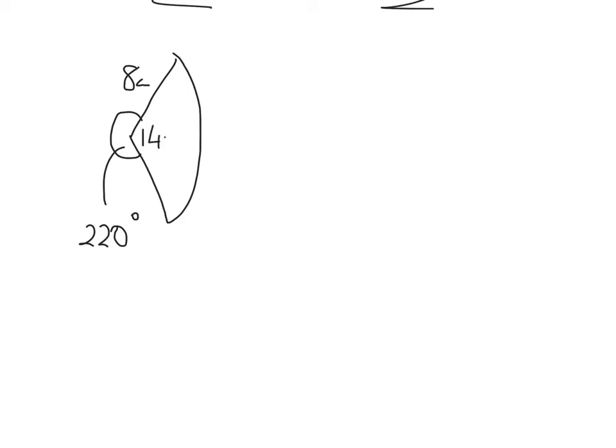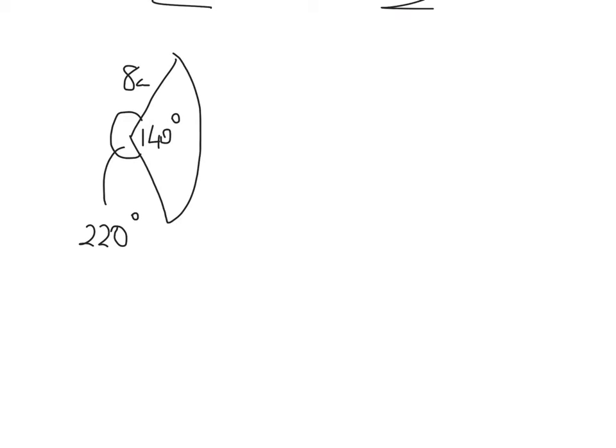Okay, next one, we're going to find not the length of the arc this time, but the amount of surface that's inside the sector. That's the area of the sector. That's a completely different question. So the angle outside the centre is 220 degrees. So 220 off the 360, and the angle in the centre is 140 degrees.